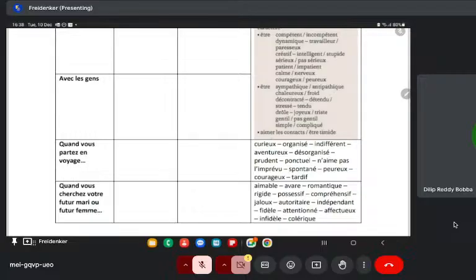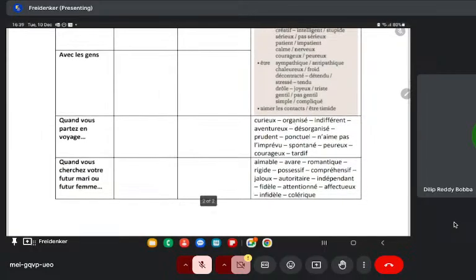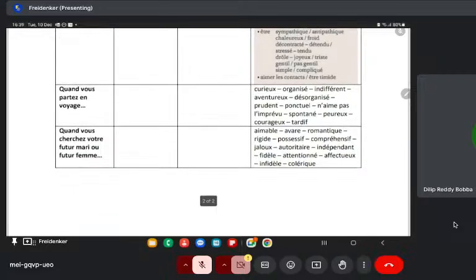Aimer les contacts literally means liking contacts, but the meaning here is that you like to talk to people, you like socializing. And être timide is the opposite. It means to be timid and shy, so you're not socializing there. Curieux is curious. Organisé is organized. Indifférent, indifferent. Aventureux is adventurous. Désorganisé is to be disorganized.